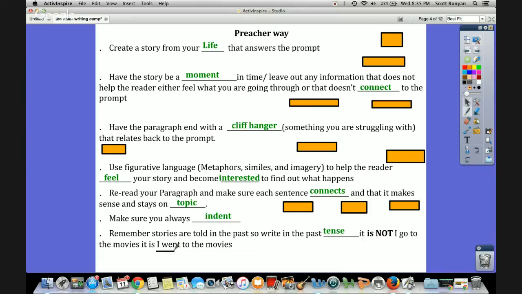I went. It's not "we was eating," it's "we were eating." All right, so make sure when you reread, you correct those mistakes. All right, let's look at one more example before you guys start writing your own intro paragraphs.